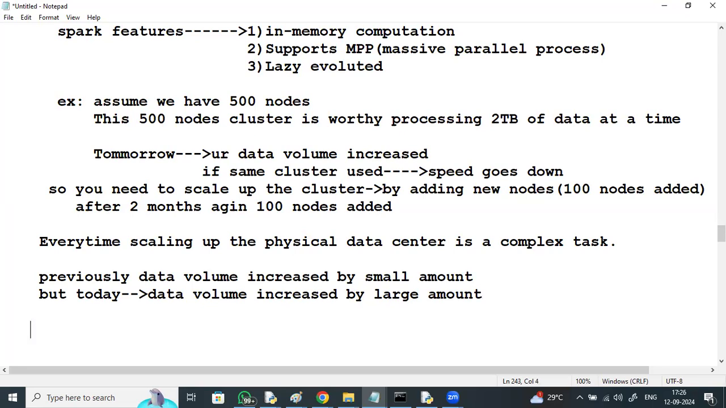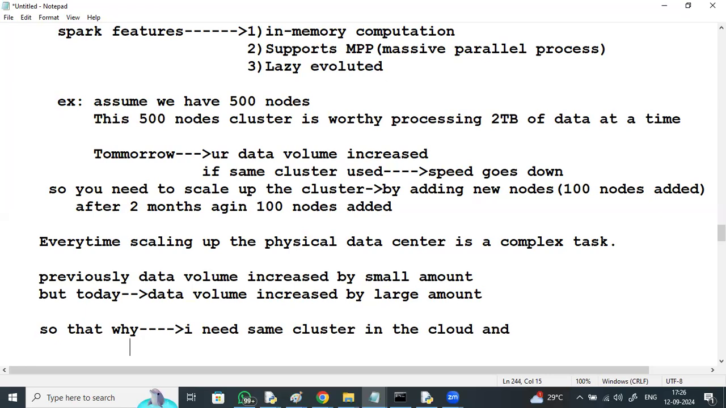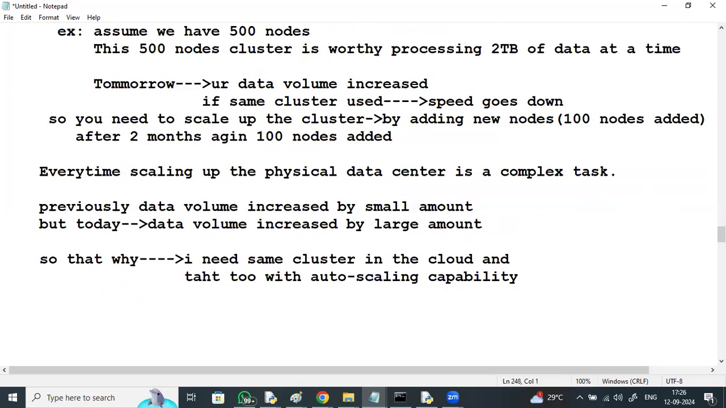So that's why I need the same cluster in the cloud, and that too with auto scaling capability. I need the same cluster in the cloud with auto scaling feature, right? Who is going to provide it? Who is providing this? Databricks.